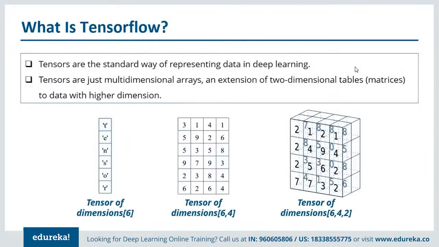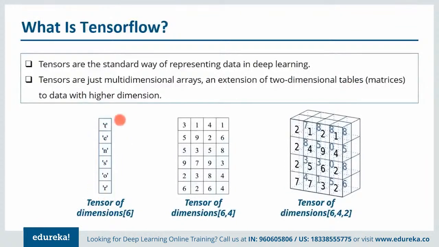Now what is TensorFlow? As I've told you earlier as well, we use this TensorFlow library in order to implement deep learning models. And the way the data is represented in a deep learning model is called tensors. Now what are tensors? Tensors are just multi-dimensional arrays, or you can say an extension of two-dimensional tables, matrices, to data with higher dimension. Let me explain with the examples in front of your screen.